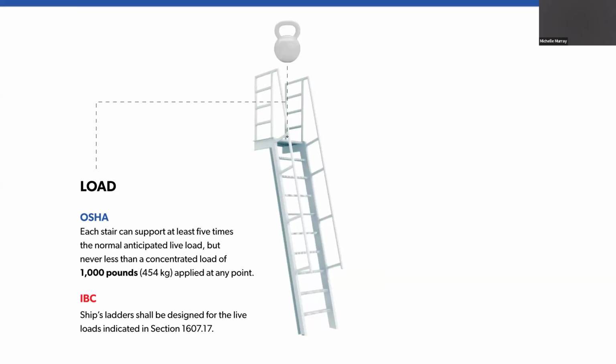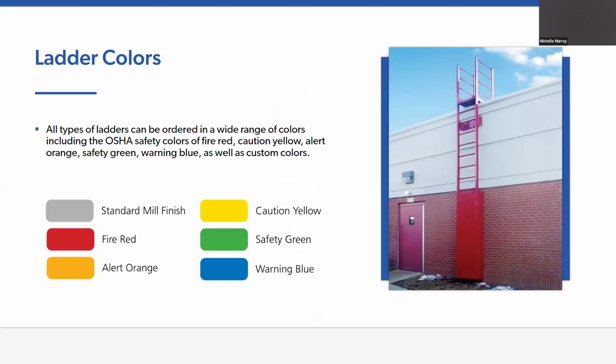For IBC, those requirements can vary, and I would highly recommend looking at the table in the IBC code to make sure that the ladder you're designing meets the applicable loads. And finally, ladder colors. All the ladders can be ordered in a wide range of colors. They can also be painted in custom colors. So those are just some of your standards.